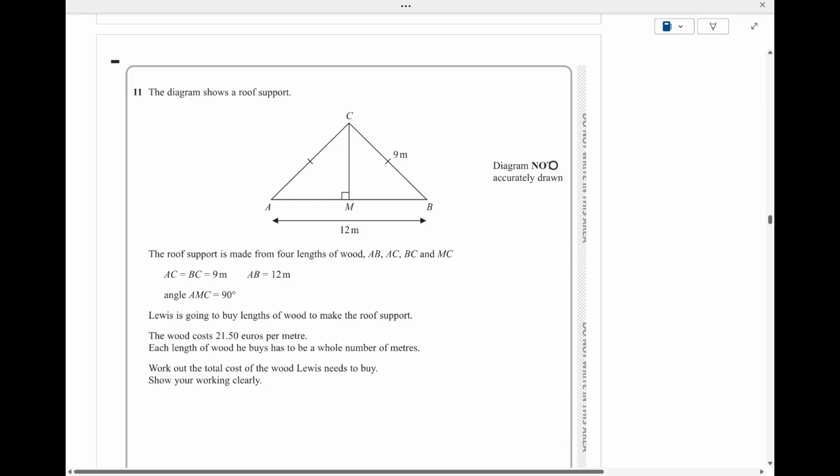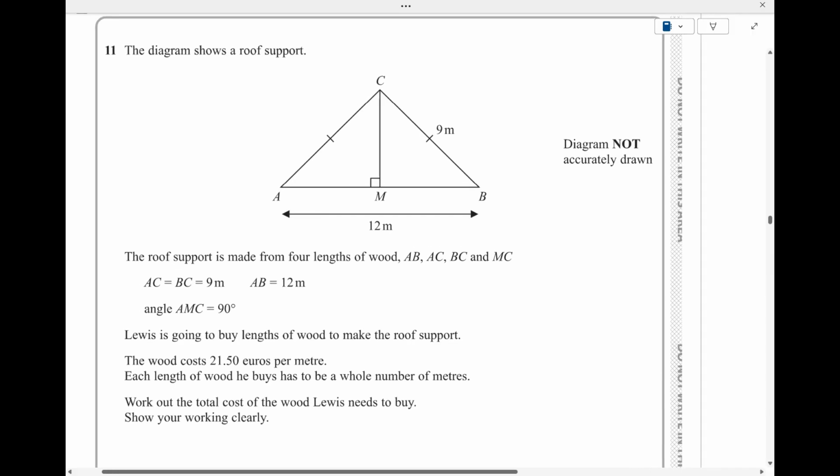Okay, question 11. The diagram shows a roof support. Okay, let's have a quick look at the diagram. I can see a couple of right-angled triangles. I can see an isosceles triangle here. We've got some measurements labelled there as well, haven't we? The roof support is made from 4 lengths of wood: AB, AC, BC, and MC. AC and BC are both 9. AB is 12. That's marked on the diagram. Angle AMC is 90, so that's also 90. Good.